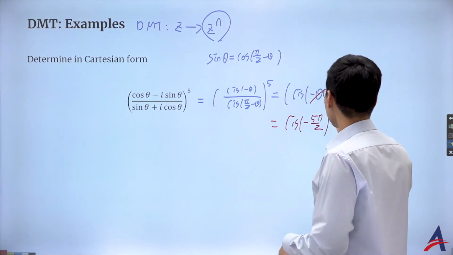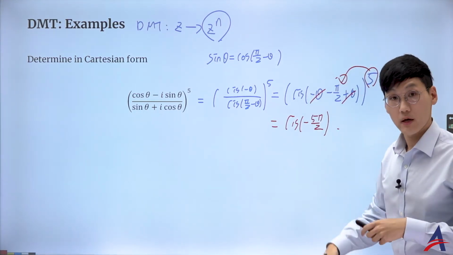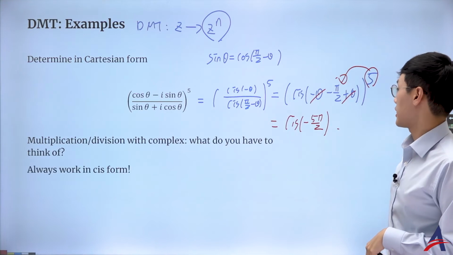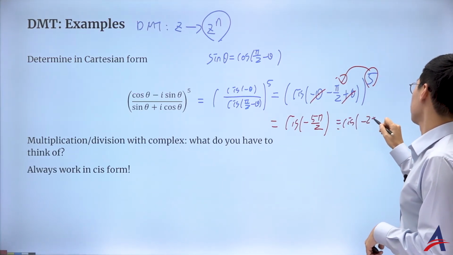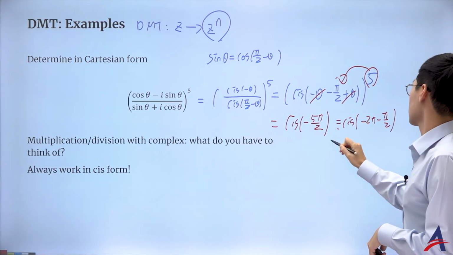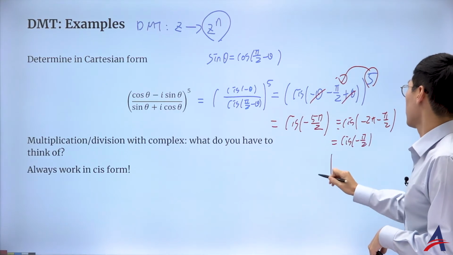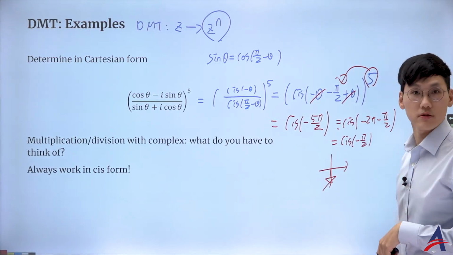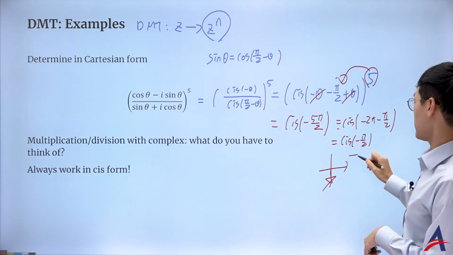It should be in your blood already to know this form. This is either positive i or negative i. What do you think? It should be negative i, because it's cis of negative 2 pi minus pi over 2, so it's equivalent to cis negative pi over 2. On the Argand diagram, I'm going to send it to the one below, so it's going to be negative i. So that's it.